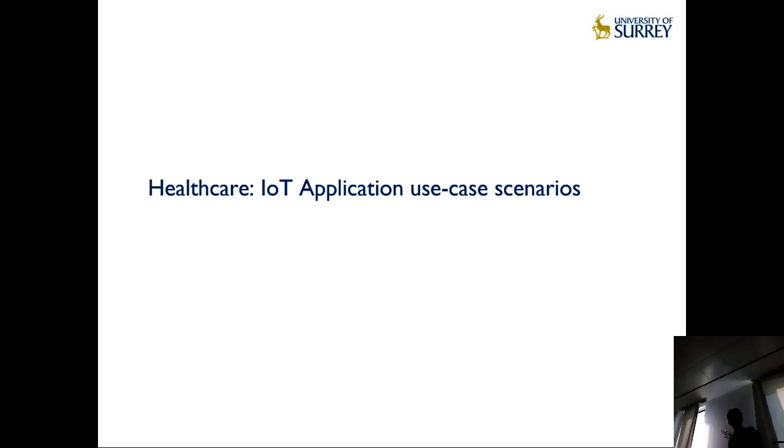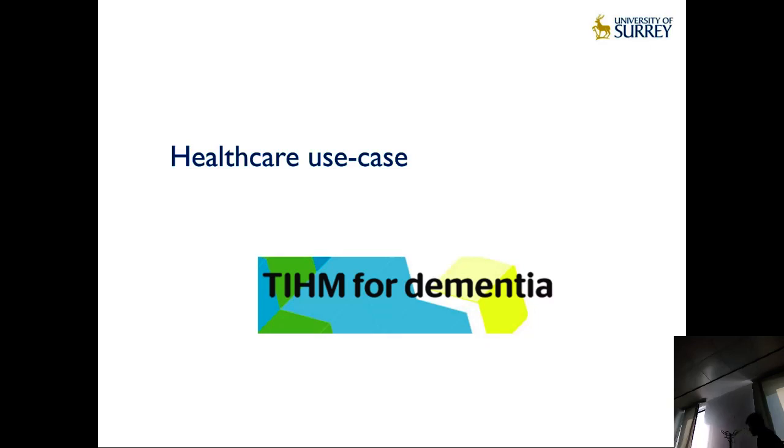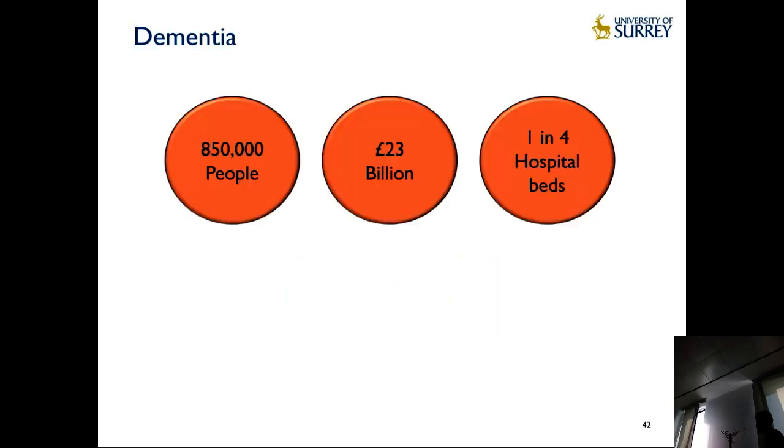The second use case scenario is a project we started a few years ago called TIHM for Dementia. TIHM stands for Technology Integrated Healthcare Management, but over time we're just using it as a brand for TIHM for Dementia. This is a project funded by the National Health Service and Department of Health in the UK. We started around 3 years ago and it focuses on dementia.